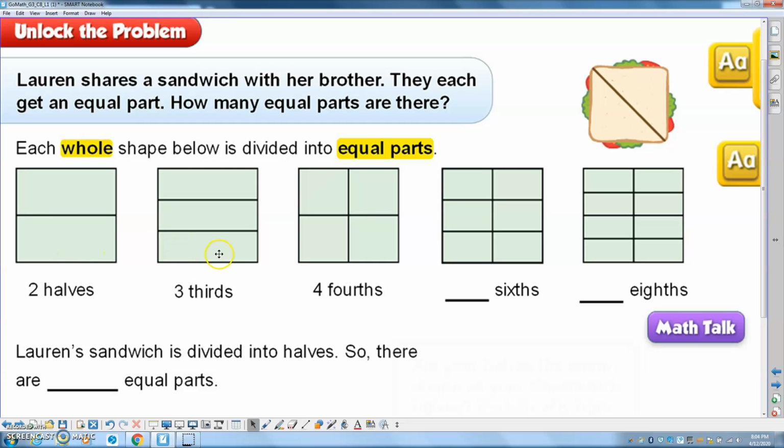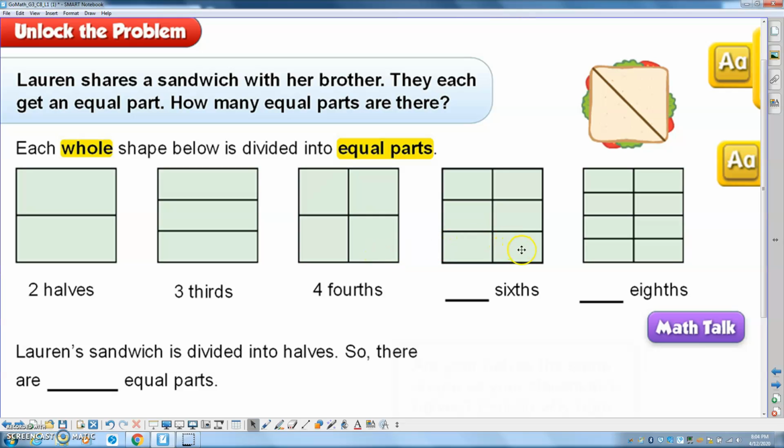If we look at this one, we have three equal parts. Remember, each part is the exact same size, so they are equal. Three equal parts make up this whole, and each of them is called a third. So we have 3/3 to make up this whole. This one, we have 1, 2, 3, 4 parts. All are equal. Each part is called a fourth. So we have 4/4 here.